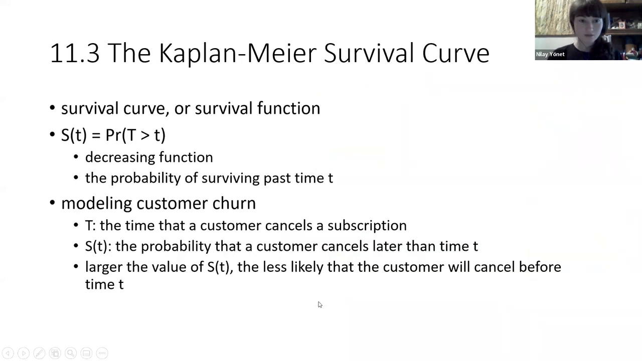Okay, then I continue with the Kaplan-Meier survival curve. So here we have a survival function, and we call it S(t), which is the probability that the event occurs after the observed time. Yeah, the probability of surviving past time t. And it's a decreasing function. Just like I mentioned earlier, it does not have to be just about survival.